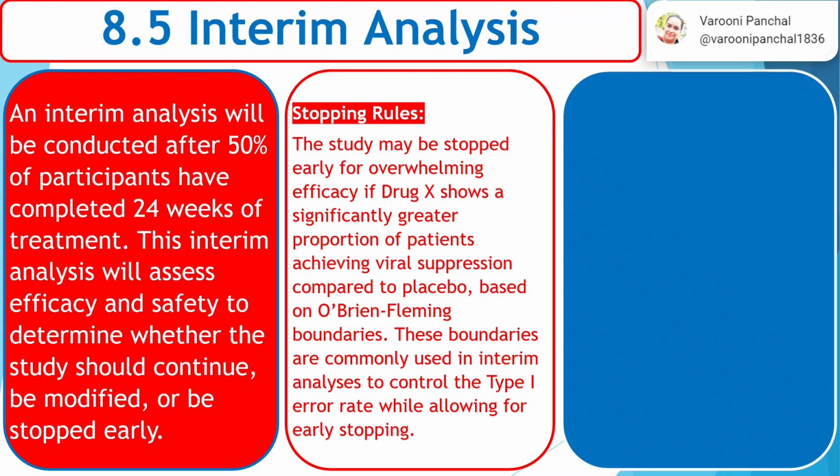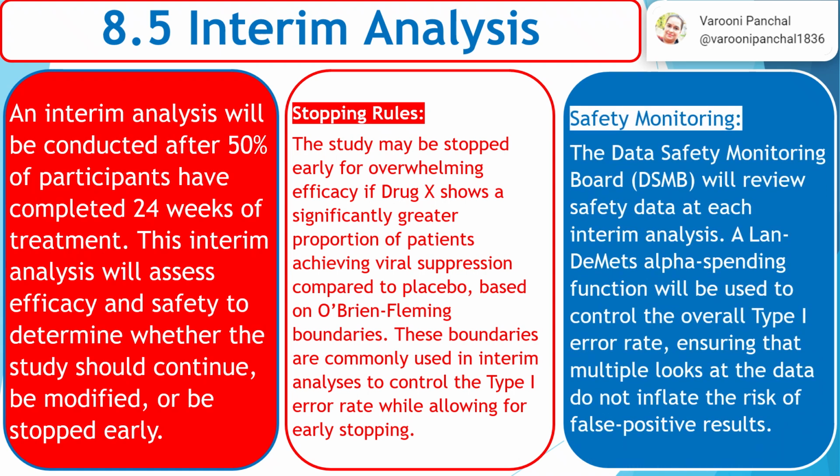These boundaries are commonly used in interim analyses to control the type 1 error rate while allowing for early stopping. Safety monitoring. The Data Safety Monitoring Board, DSMB, will review safety data at each interim analysis. A Lan-DeMets alpha spending function will be used to control the overall type 1 error rate, ensuring that multiple looks at the data do not inflate the risk of false positive results.